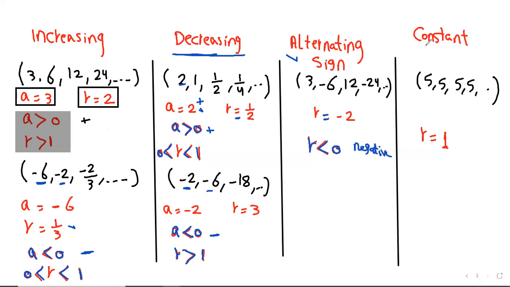And the sequence is constant if R equals 1. If we look at this sequence here, you will find 5 divided by 5 is 1. So this sequence is a constant sequence.